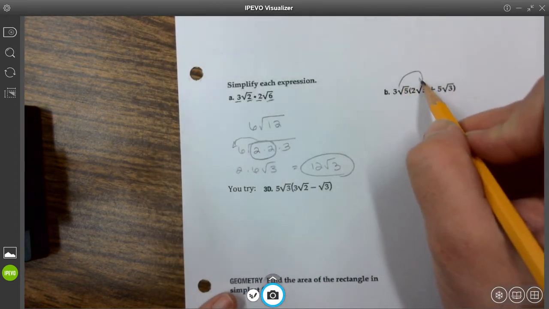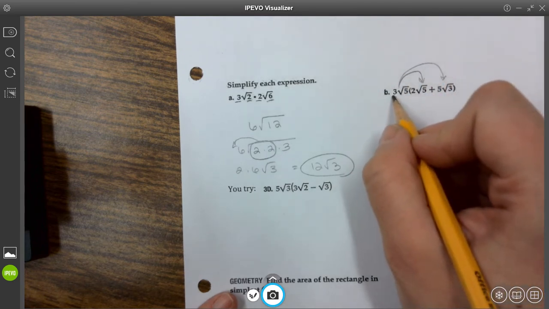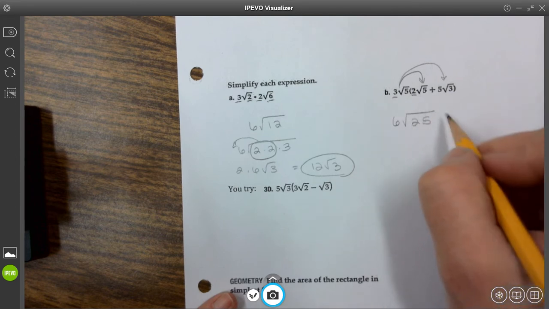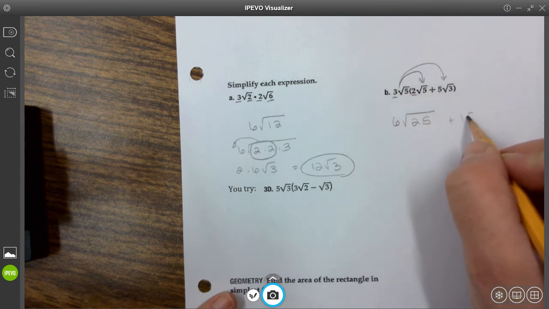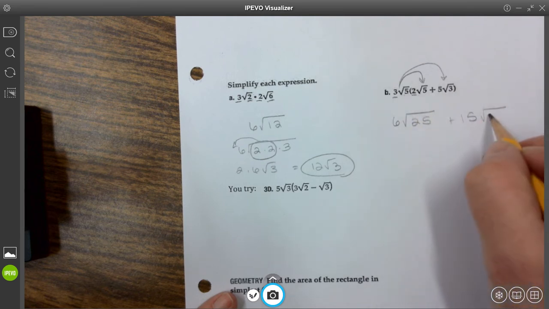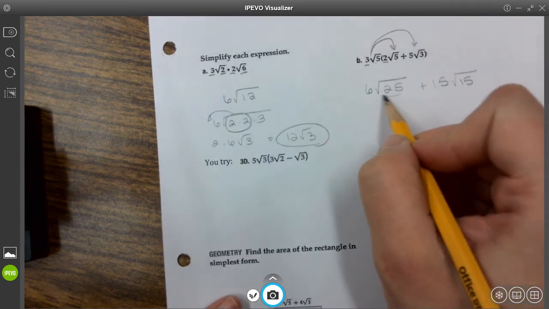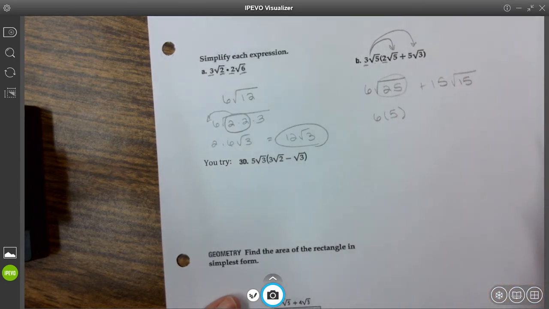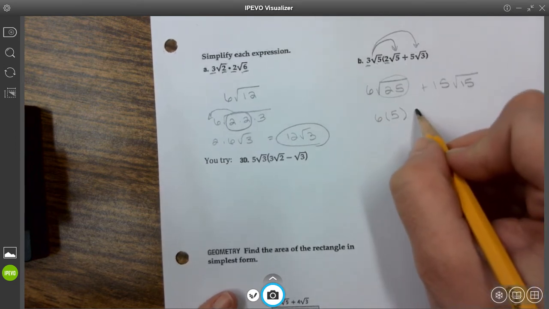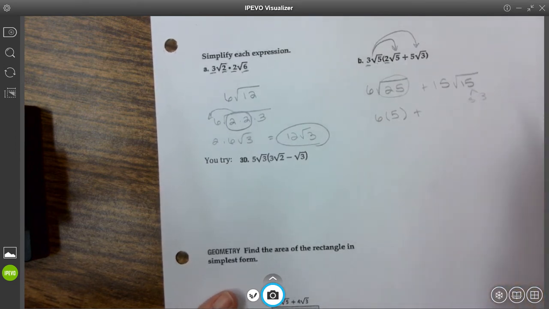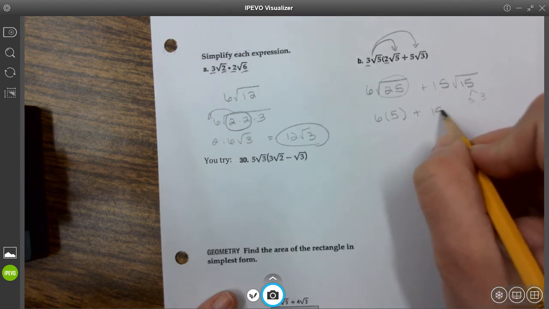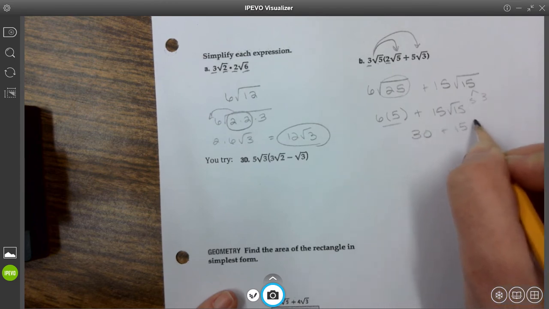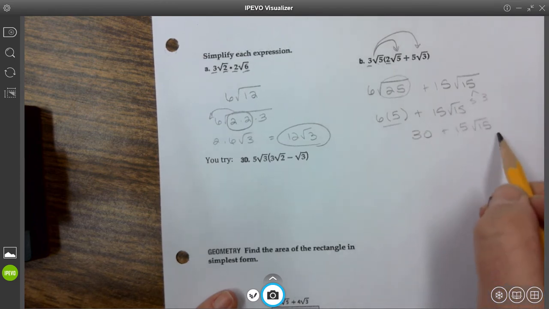Here, we're distributing to each term. 3 times 2 is 6. 5 times 5 is 25. Plus 3 times 5 is 15. 5 times 3 is 15. All right, well, we know the square root of 25 turns into a 5. So put parentheses because they're beside each other. That implies multiplication. 15 just breaks down to 5 and 3, so that really doesn't do much. So this is going to be 30 plus 15 root 15. You can't combine them anymore. They're not alike.